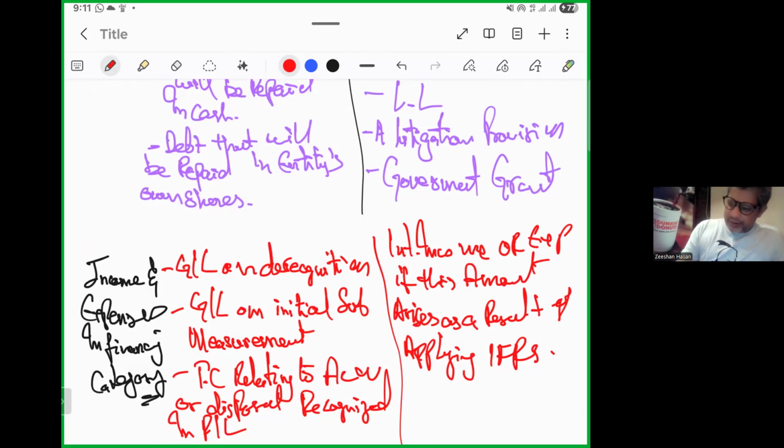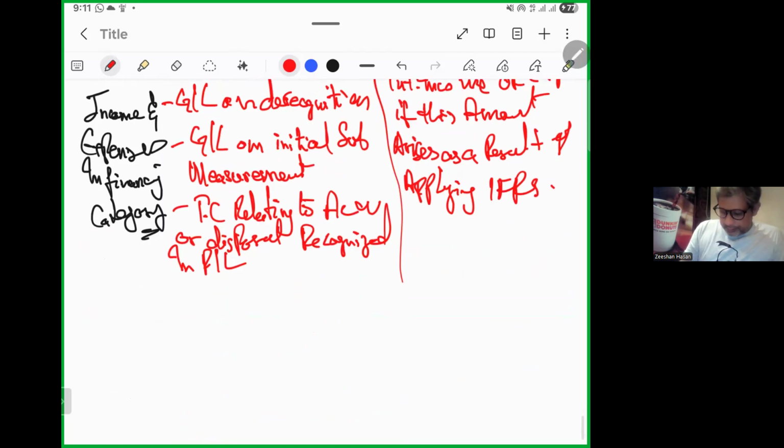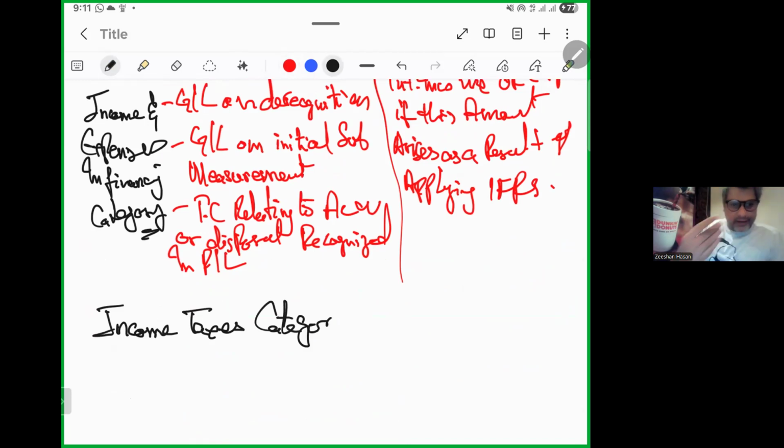As far as the income taxes category is concerned, all income tax amounts, whether current tax or deferred tax, recognized in the profit or loss should be presented in the income tax category. So it includes current tax and deferred tax.